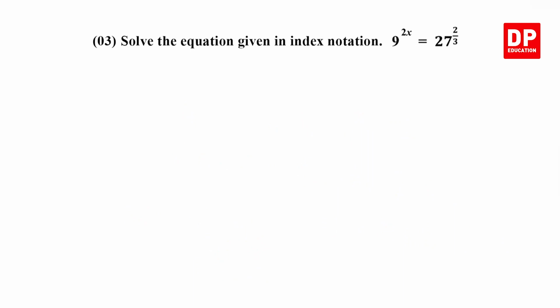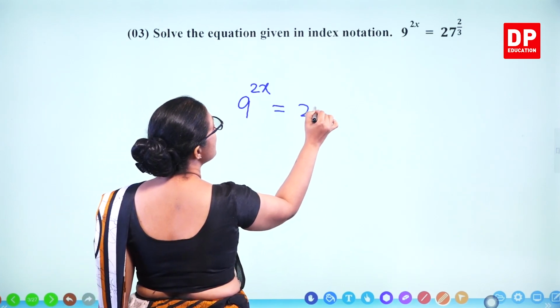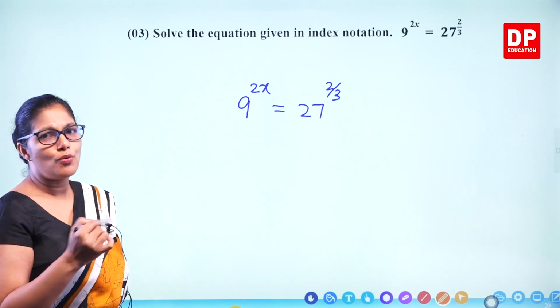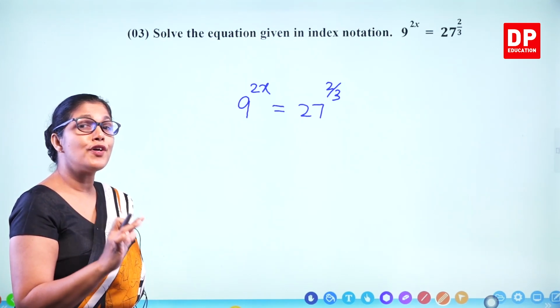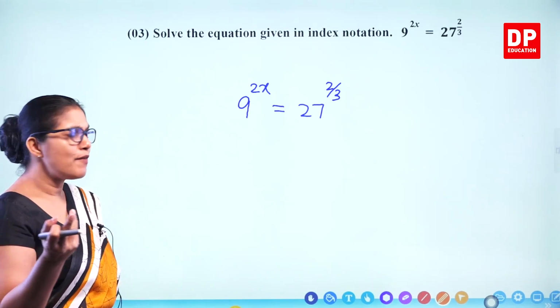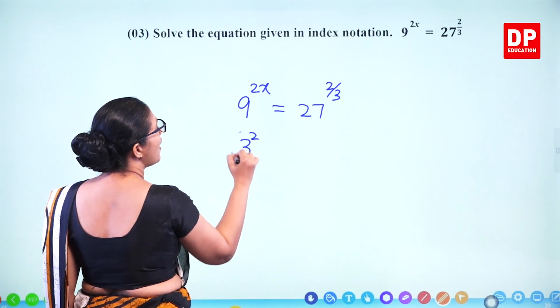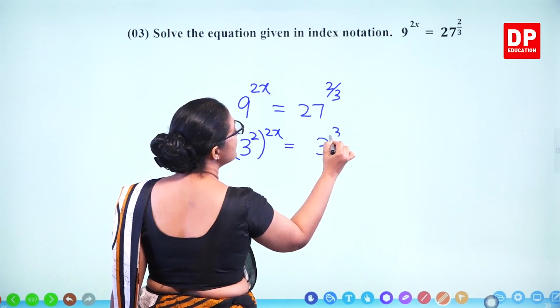Question number 3. Solve the equation given in index notation. 9 to the power 2x equals 27 to the power 2/3. You can't just compare the powers with different bases. You have to convert to the same base. 9 and 27, what's the common one? We can convert to base 3. 9 is 3 squared. 27 is 3 to the power 3.